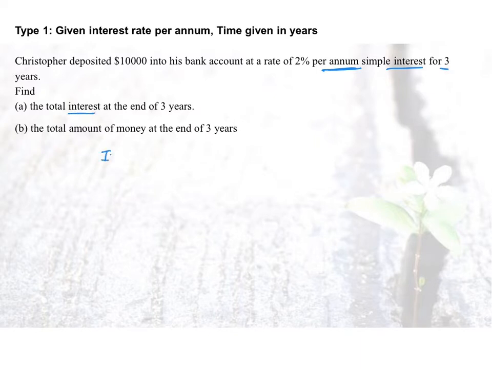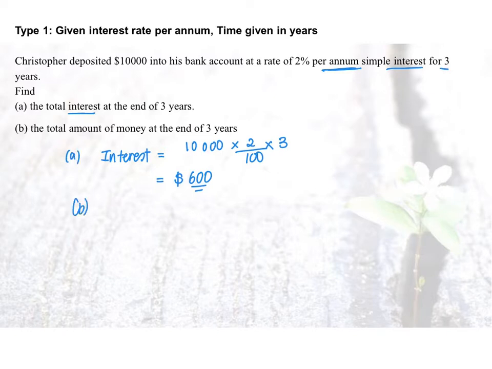So interest is given by PRT over 100. P is the principal amount. R is the rate. And time of 3 years. So this will give us the total interest of $600. Okay, and now part B, they ask us to find the total amount.